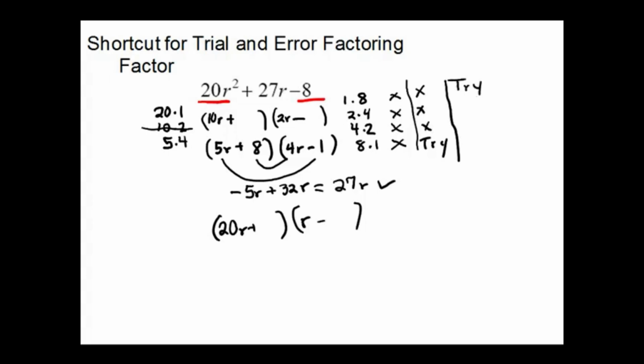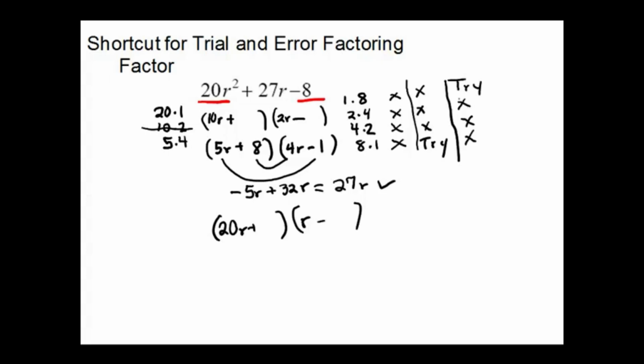2 and 4 would not. 2 would go in with the 20. It's a common factor. 4 would go in with the 20. Common factor. 8 would go in with the 20. Common factor. So out of 12 things, there really were only 2 things to try at all. So I hope you can use this shortcut.